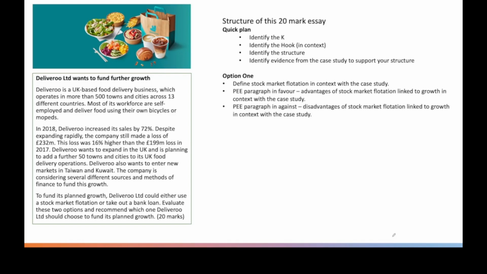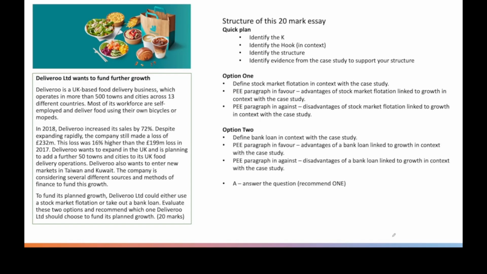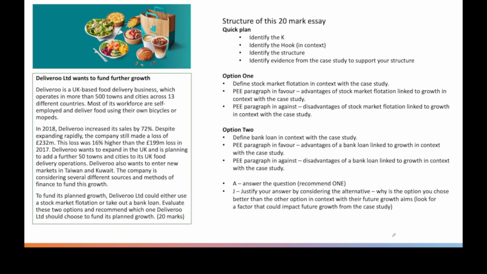We're going to think about the paragraphs in favour and against, and we're then going to go on to option 2 and do the same thing. Define the bank loan, in favour, against, and then we're going to answer the question. So we go back to the question and double check what it says, and we can plan this one in a second, and then we can justify our answer, and we're considering the alternative here.